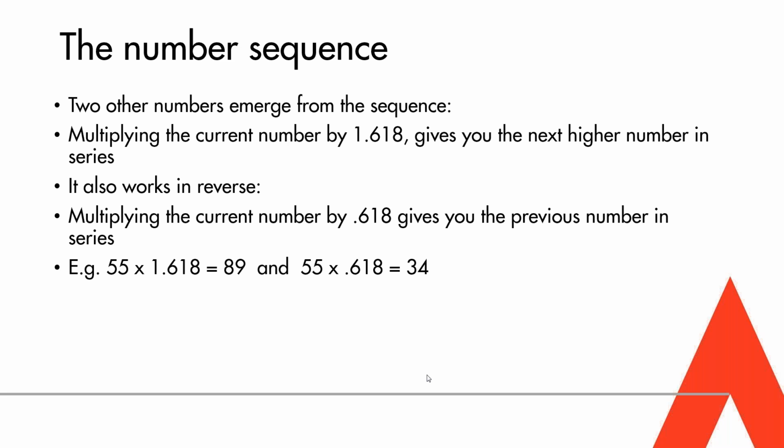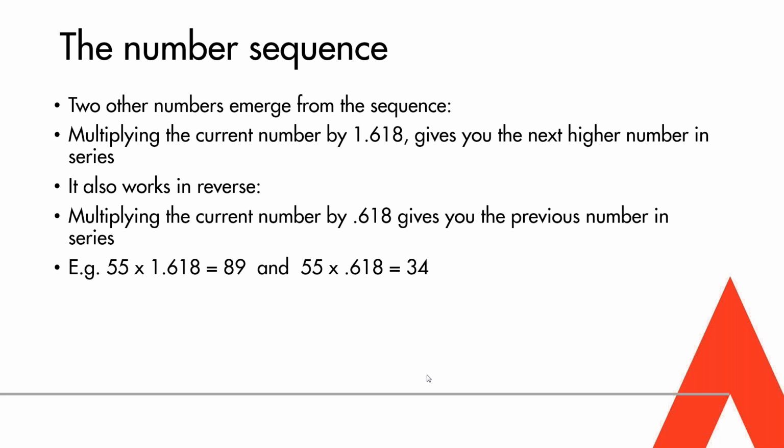Now, the other thing that happens with the Fibonacci number sequence is there are 2 other numbers that emerge from that sequence, which are also very well known and used heavily in trading circles. And they are 1.618 and the other one being 0.618. So if you were to multiply the current number by 1.618, it gives you the next higher number in the series. And again, it would work in reverse.